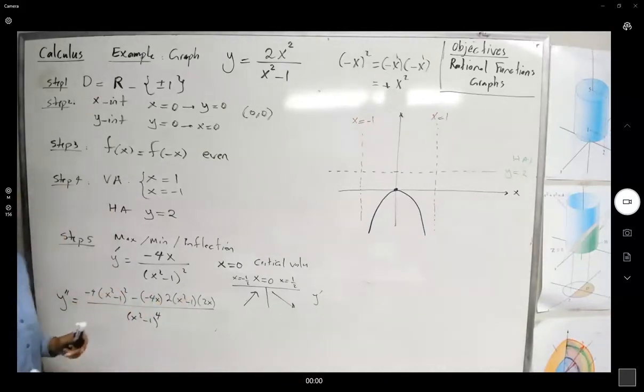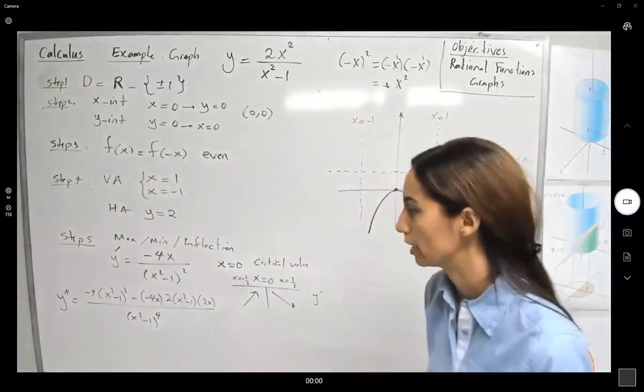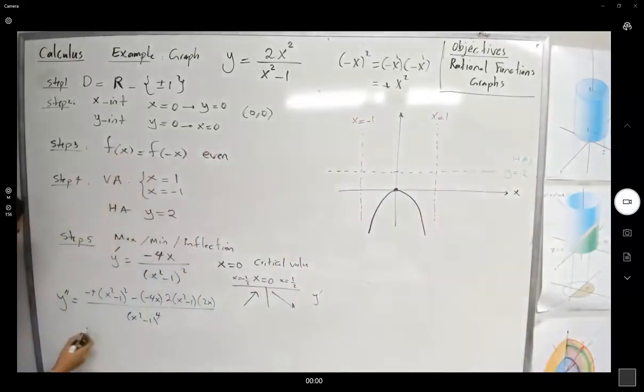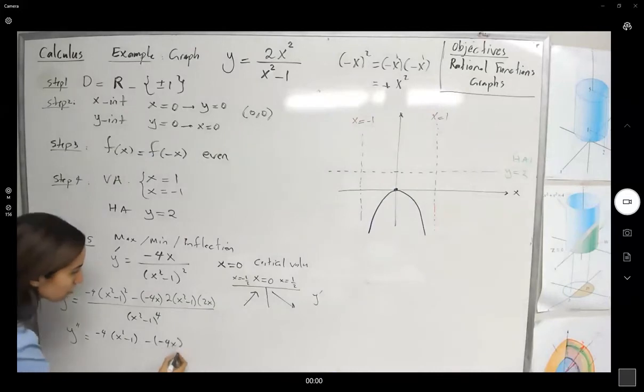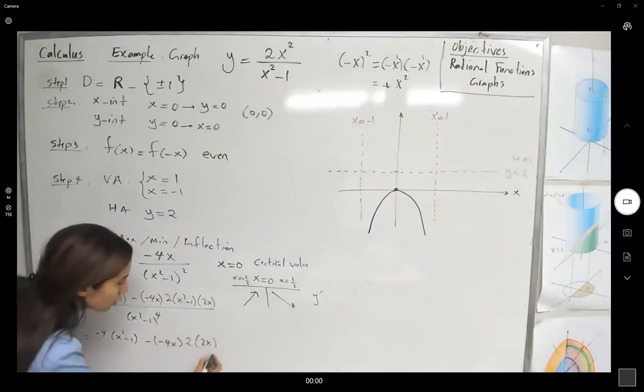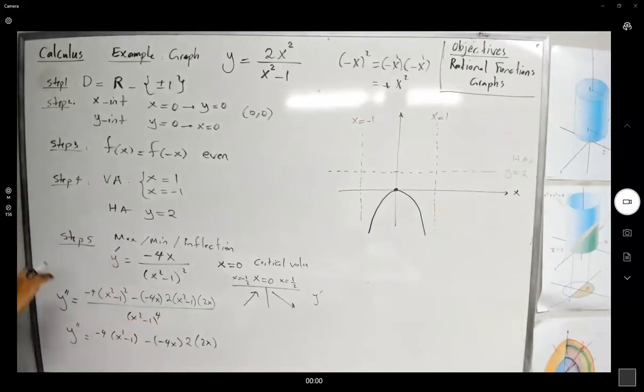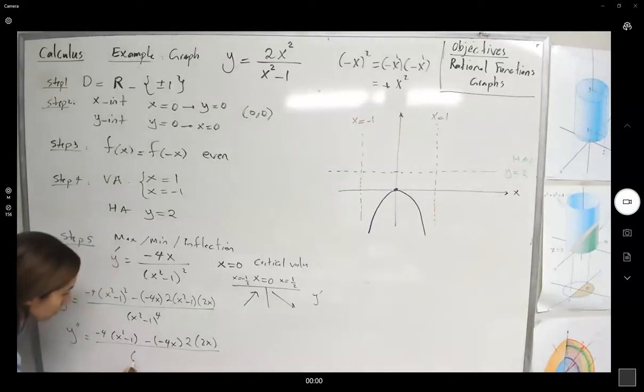Before distributing these, try to get rid of the common factor. The common factor here is x squared minus 1, and x squared minus 1 but it has exponent 2. So if you simplify this, your second derivative becomes -4 times (x squared minus 1) minus 4x times 2 times 2x. And since we took one of these factors, the exponent becomes 3. (x squared minus 1) to the 3rd power.